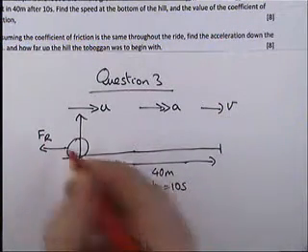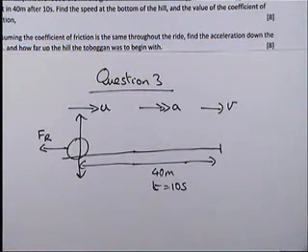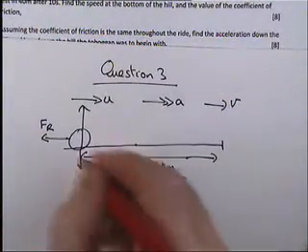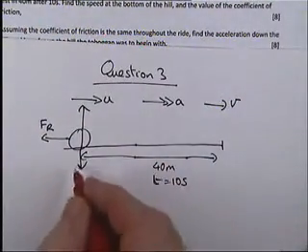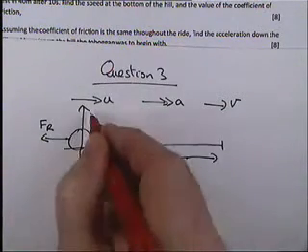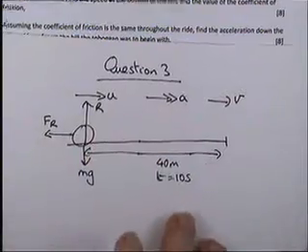Now, a toboggan is not driven. There's no power. There's nothing driving it forward. So they are the only three forces on this diagram. Now we don't know the weight or the mass of the toboggan, so I'm going to call it mg, and the contact force is R.